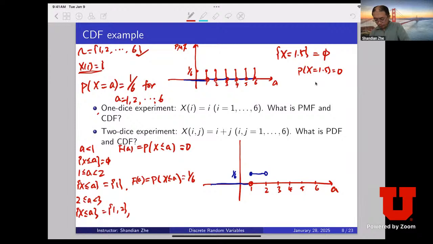So the probability, also the CDF value at A, will be 2/6, right? It's 1/3. I'll use another color. We can continue, right?